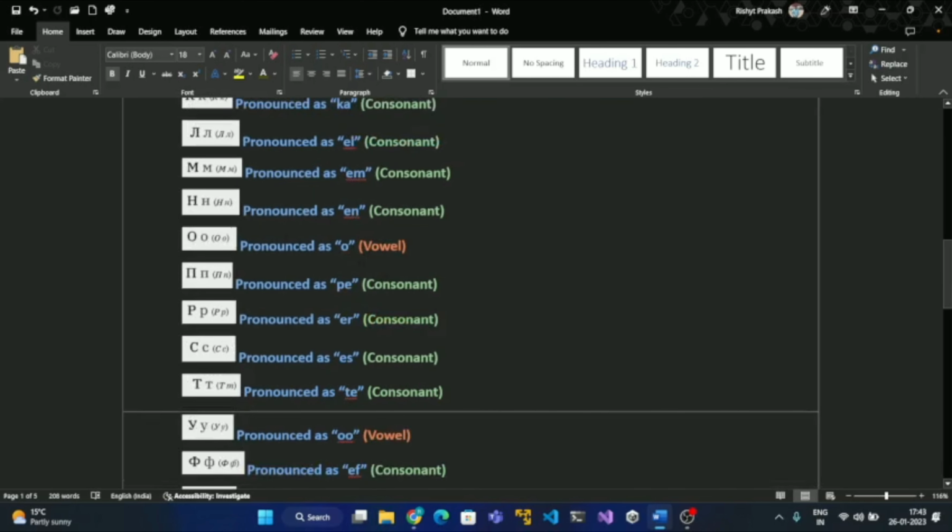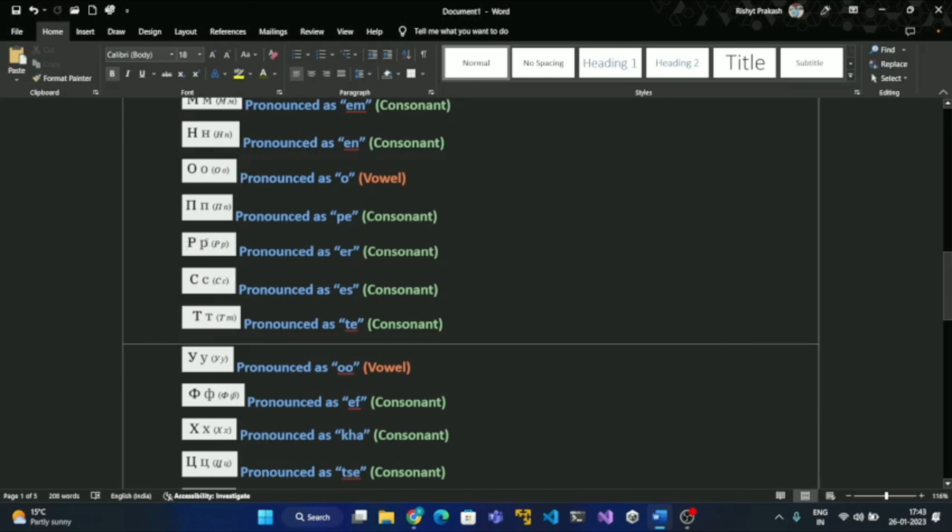It is O. It is also a vowel. The next one is P, which is a consonant. Next one is R, which is also a consonant. See, it looks like an English P, but it is pronounced as R. So you need to keep this in mind. The next one is similar as well. It looks like an English C, but is pronounced as S. And it is also a consonant.